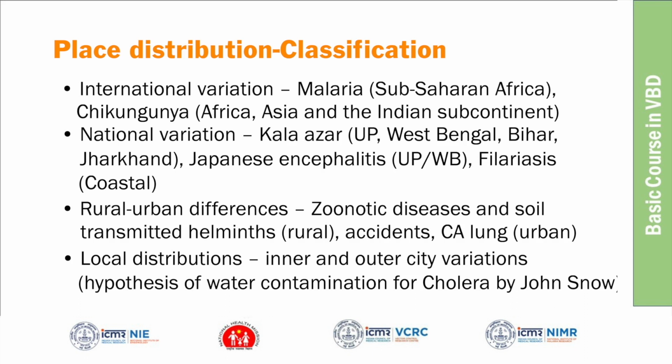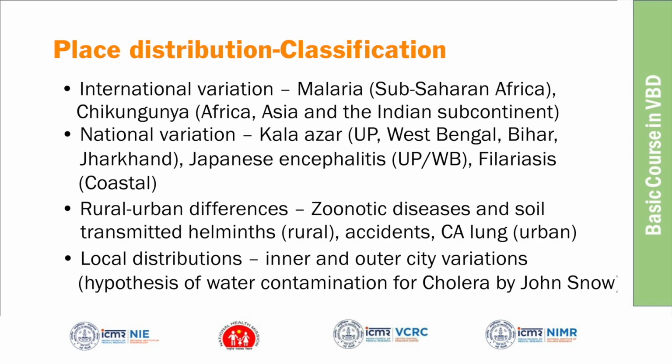You can go through. International variation, say like malaria in Africa, it is very prevalent, and chikungunya in Africa, Asia, and the Indian subcontinent. In the national variation, Kala-Azar is most prevalent in 4 states, like Uttar Pradesh, West Bengal, and Japanese encephalitis in Uttar Pradesh and West Bengal. And rural-urban differences, the best example is zoonotic diseases and soil transmitted helminthic diseases in rural area, and accidents and lung cancer most prevalent in urban area.